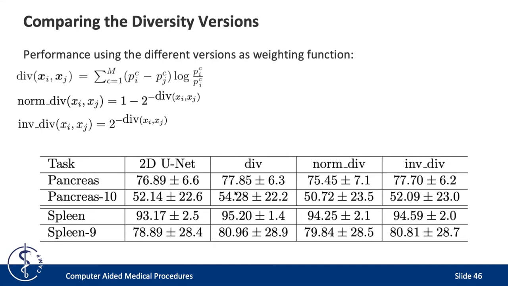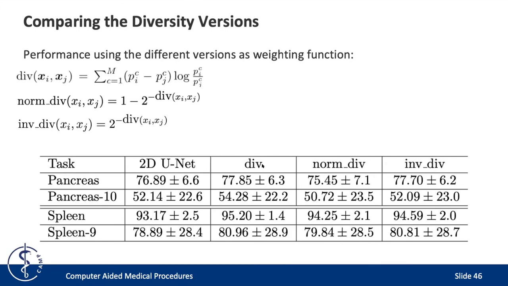We have here the diversity results obtained using only this as a formula. We still have improvement compared with the two-dimensional unit. And also, we have here the normalized diversity and the inverse diversity.